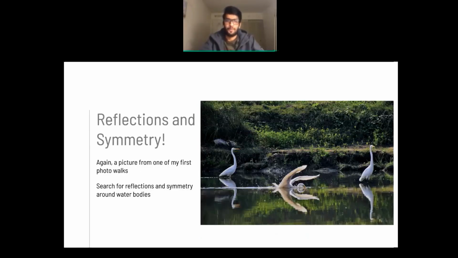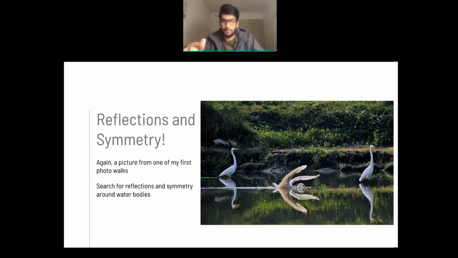So let's talk about reflections and symmetry. This is also one of my favorite pictures because it was captured in one of my first photo works in IIT Roorkee, in the second semester, I think. If you are from IIT Roorkee, you might know the place when we go to the RR cinemas. There is a bridge that comes while going to the RR cinemas.